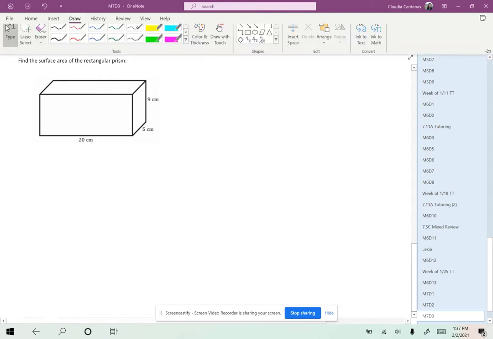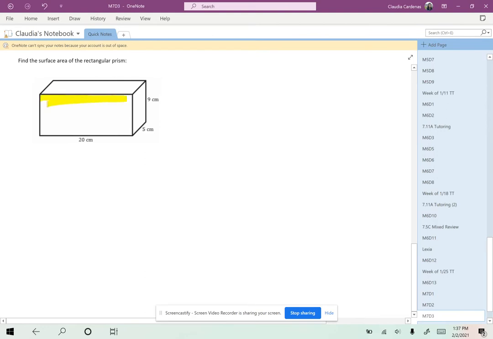So if I highlight the front piece, I see that this front piece is 20 centimeters by 9 centimeters, right? So if this height over here is 9, that means this height is 9. So go ahead and draw your front piece. We're going to label it F for front, and that's 20 centimeters, and this is 9 centimeters.